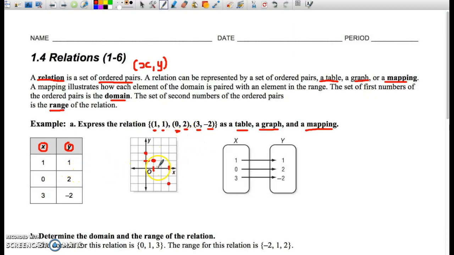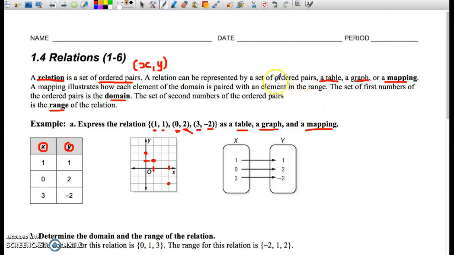So far we've done a table and a graph. The last one is the only one that may not be familiar to you at this stage, and that is something called a mapping. And it is simply what it said in the definition. It shows how each element of the domain, so each number of your x values, is paired with the corresponding element in the range, the y values. So we've taken the bracket, the ordered pair, and split it. Instead of (1, 1) in a bracket, we now have 1 with an arrow leading to its corresponding element, 1, 0 with an arrow to its corresponding element, 2, and 3 to its corresponding element, -2. Very similar in appearance to the table that we did at the beginning. So those are the three ways in which we can represent a relation.